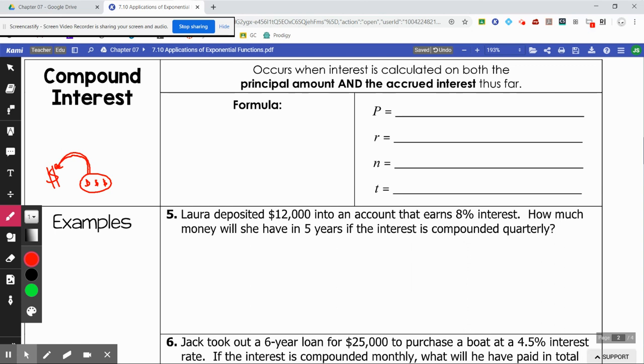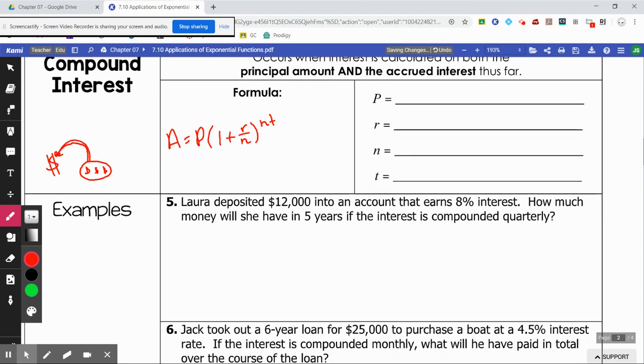We'll go ahead and write the formula first. Then it is A is equal to P times 1 plus r over n, raised to the nt power. Now, I've already started talking about n. This whole process of accruing interest. n is the number of times that you're going to compound each year. The number of times compounded each year.